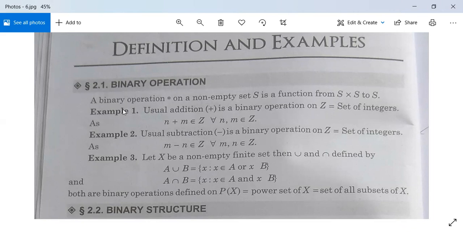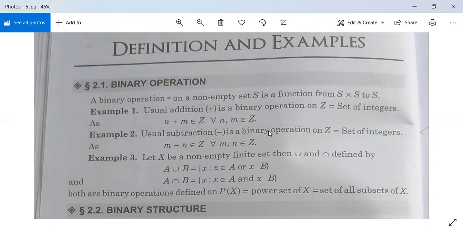देखो, फर्स्ट वी विल सी अबाउट बाइनरी ऑपरेशन। A binary operation star on a non-empty set S is a function from S cross S to S. Example, this usual addition plus is a binary operation on Z. This set Z is a set of integers, as n plus m belongs to Z for all n, m in Z. मतलब अगर दो इंटीजर हैं n, m तो उनका जो समेशन है वो भी इंटीजर होगा. That is why n plus m belongs to Z.